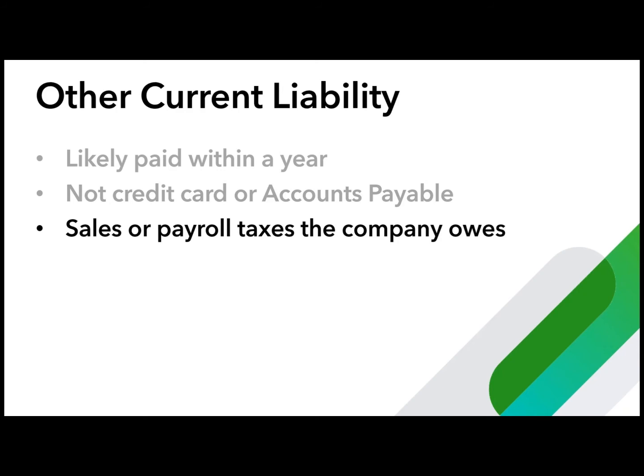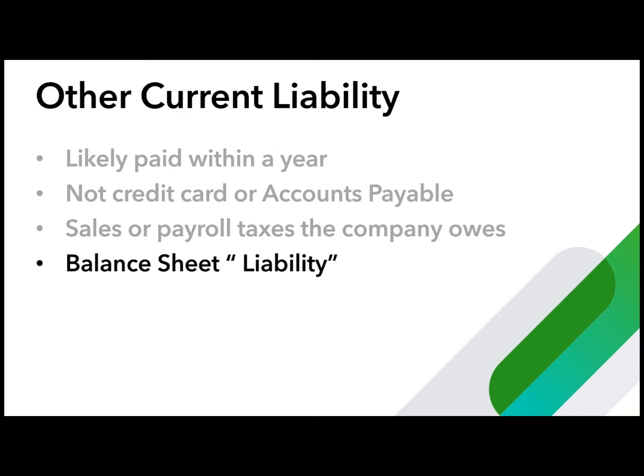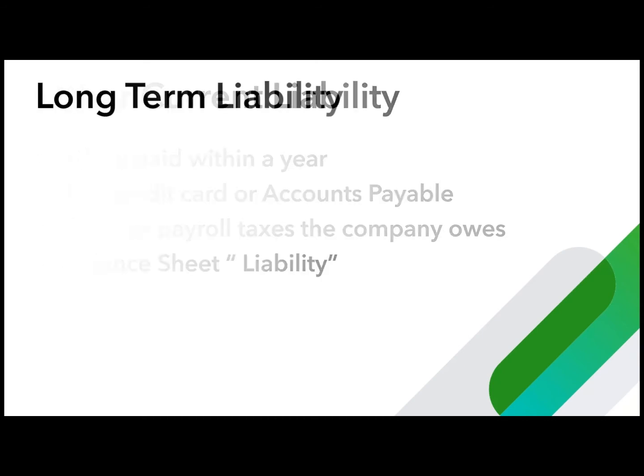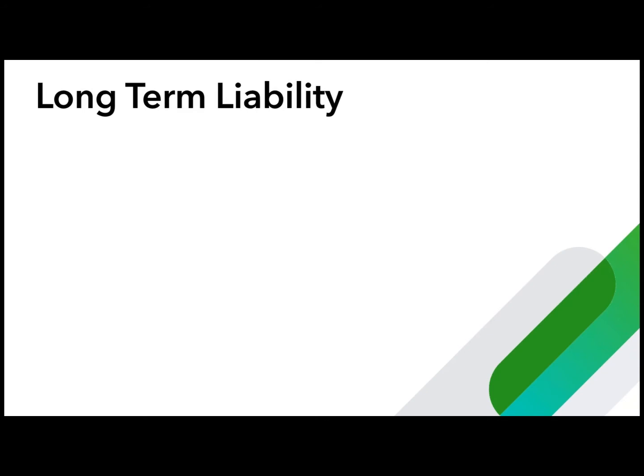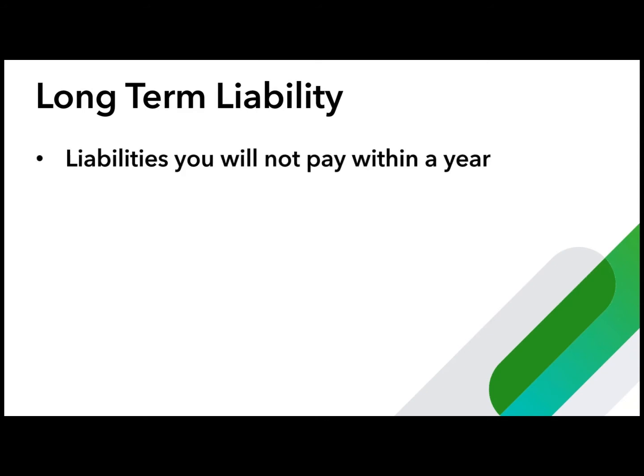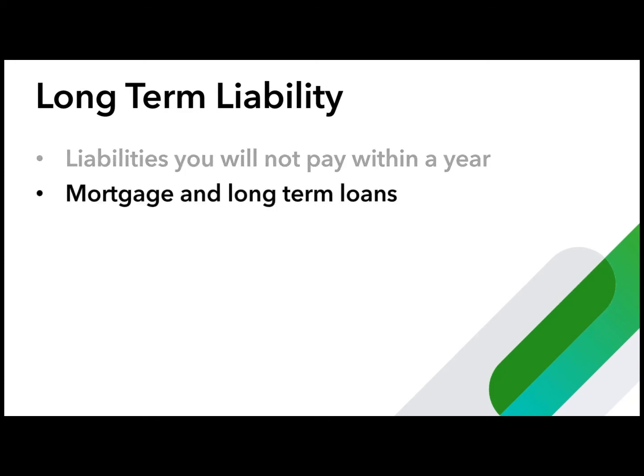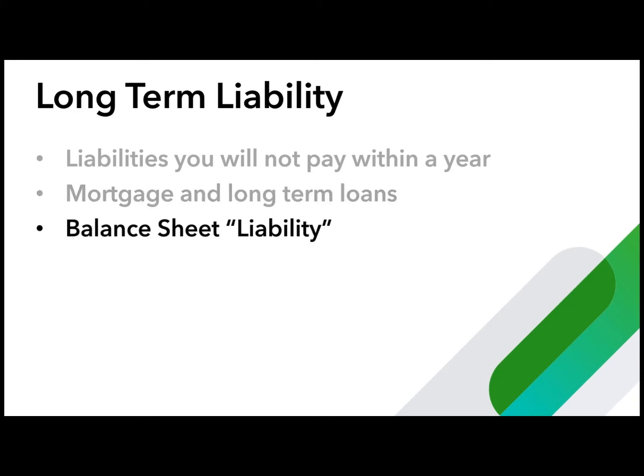Examples include sales taxes and payroll taxes the company owes. Other current liability accounts appear in the liability section of the balance sheet. The next type is long-term liability. These are liabilities your company will not have to pay within 1 year. Examples include a mortgage payable and long-term loans. Long-term liability accounts appear in the liability section of the balance sheet.